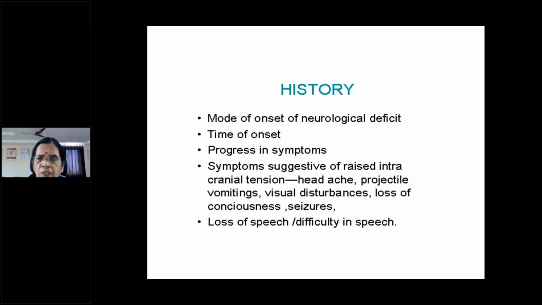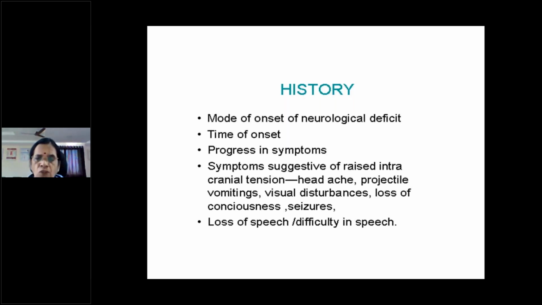Next, symptoms suggestive of raised intracranial tension: you should ask about these whenever a patient comes with a CVA. The common symptoms they can have are headache, a diffuse headache, and projectile vomiting. That means the patient will not have any nausea, he will just have vomiting. That is what is called projectile vomiting. That indicates a neurological cause.